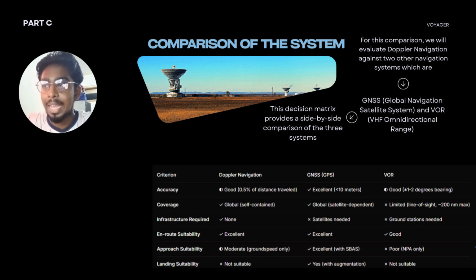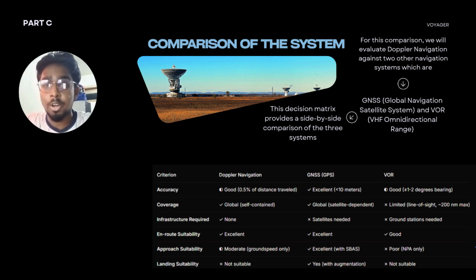The first one is about accuracy. Doppler has good accuracy, whereas GNSS has excellent accuracy. Meanwhile, about coverage, both Doppler and GNSS give averagely good coverage, but not VOR. VOR is very limited.